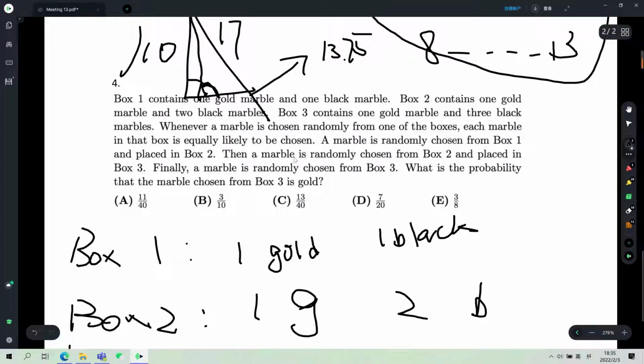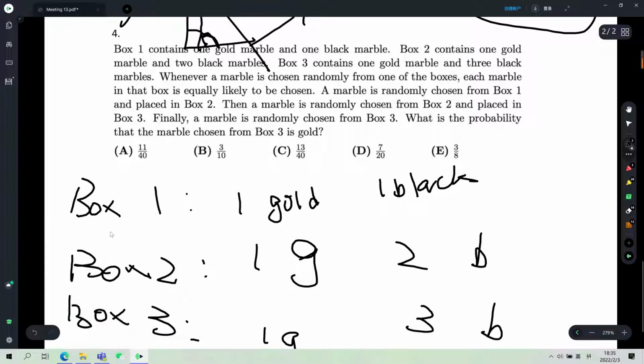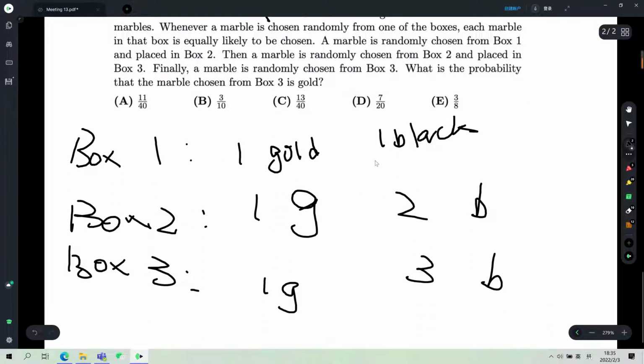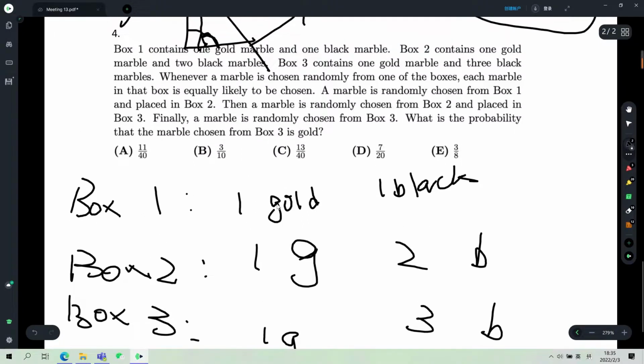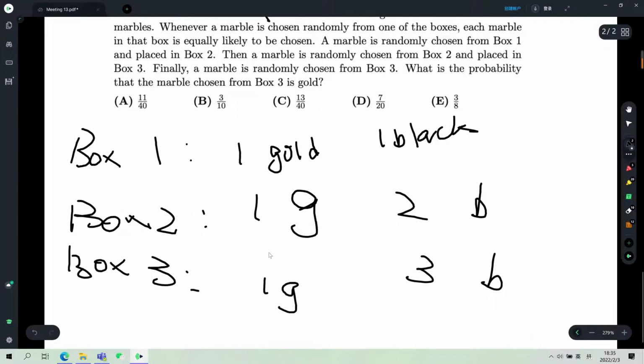So when we randomly choose one ball from box 1, there is a 50% possibility to get a gold or a black. So if we put the ball into box 2, box 2 will have 4 balls, but there is a 50% chance for the fourth ball to be gold or black. So we can say there are 1.5 gold balls in box 2 and 2.5 black balls in box 2.